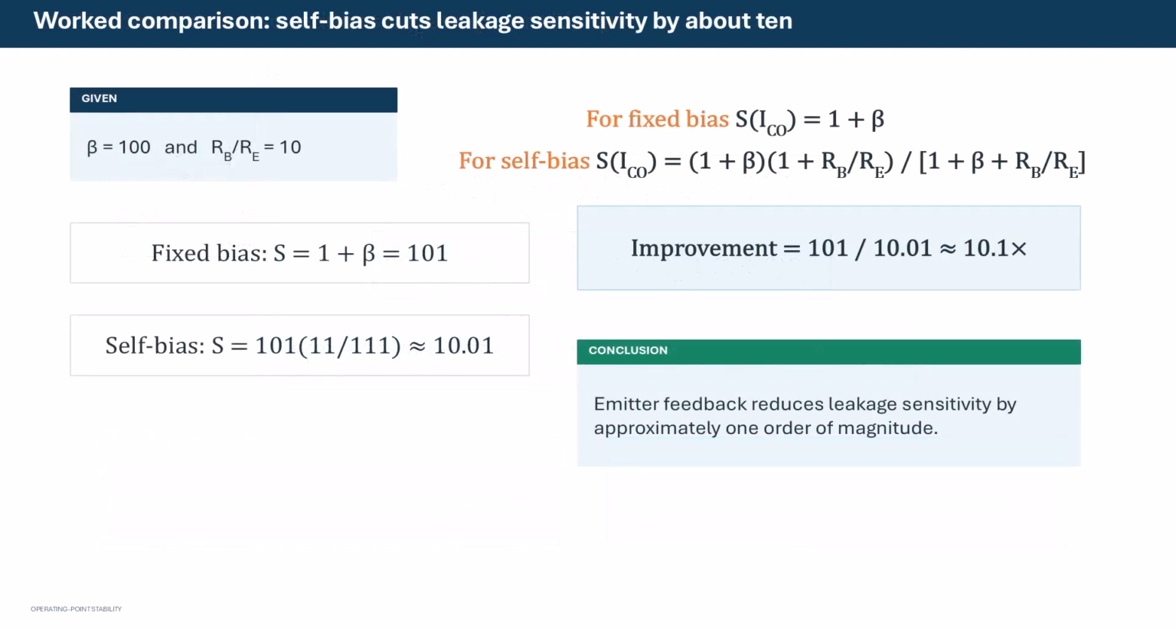For beta equal to 100, fixed bias gives a leakage stability factor of 101. For voltage divider bias or self bias, with base resistance divided by emitter resistance equal to 10, substitution gives approximately 10.01. Dividing the fixed bias sensitivity by the self-bias sensitivity gives about 10.1. Under the stated model, emitter resistor self-bias therefore reduces leakage sensitivity by roughly a factor of 10.